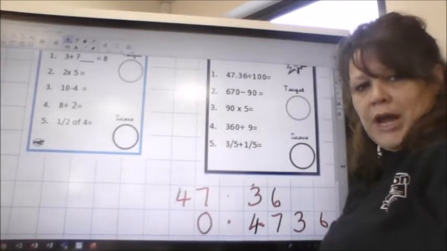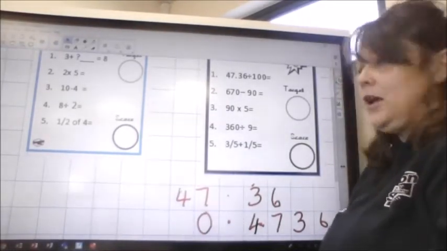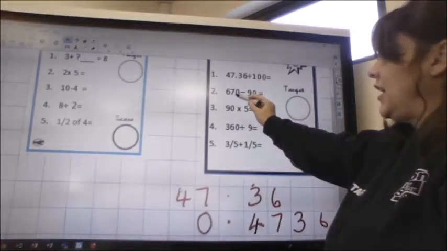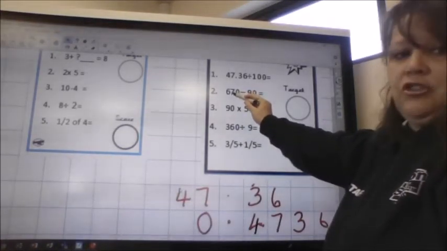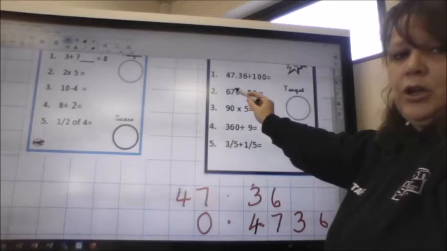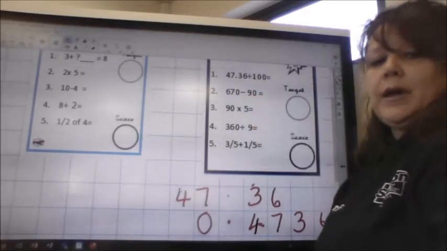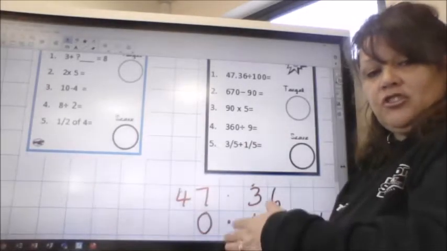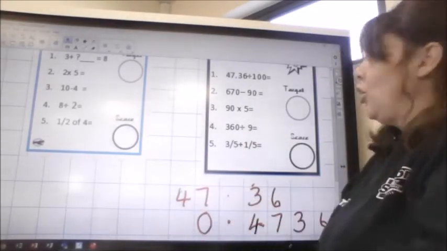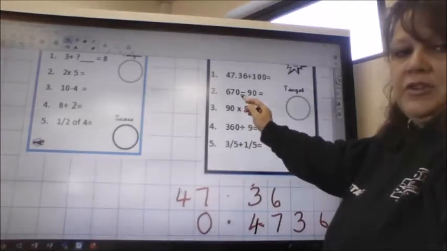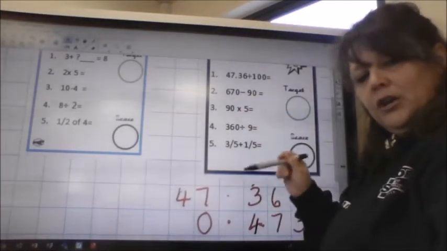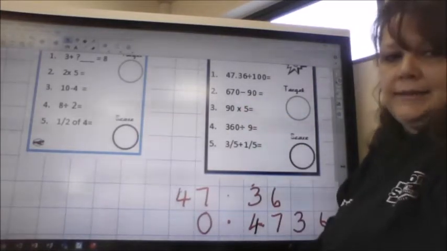Right, number 2, 670 take away 90. Easiest way to work that one out, take away 100 and add 10. 670 take away 100. The only digit that changes is the hundreds digit. We lose 1 off it, so it becomes 570. Okay, add 10 on. The only digit that changes is a tens digit, which if we've got 570, we've now got to add 10 on, so it becomes 580.